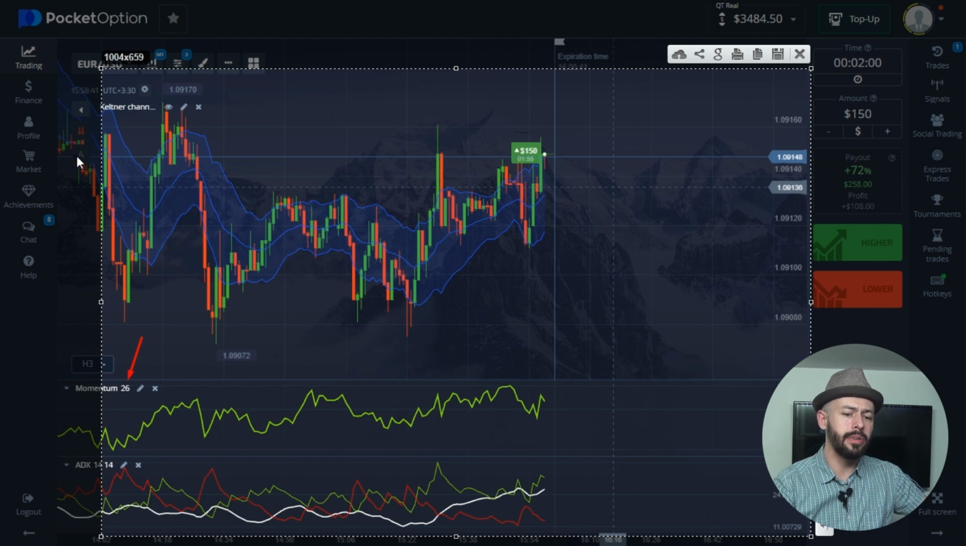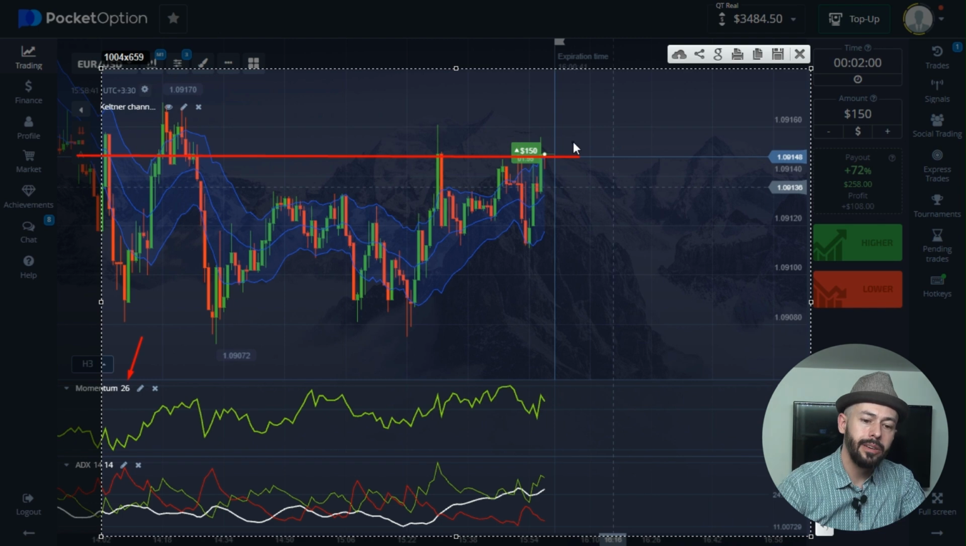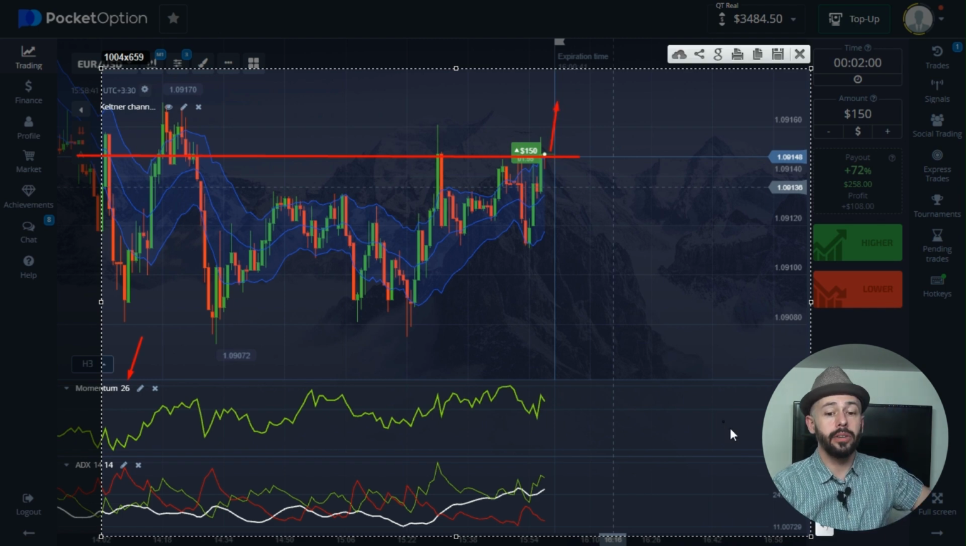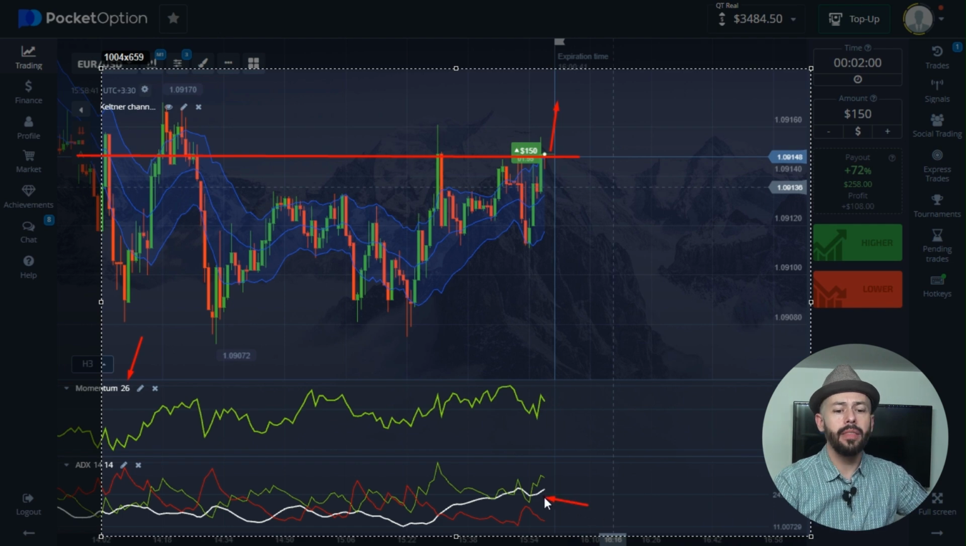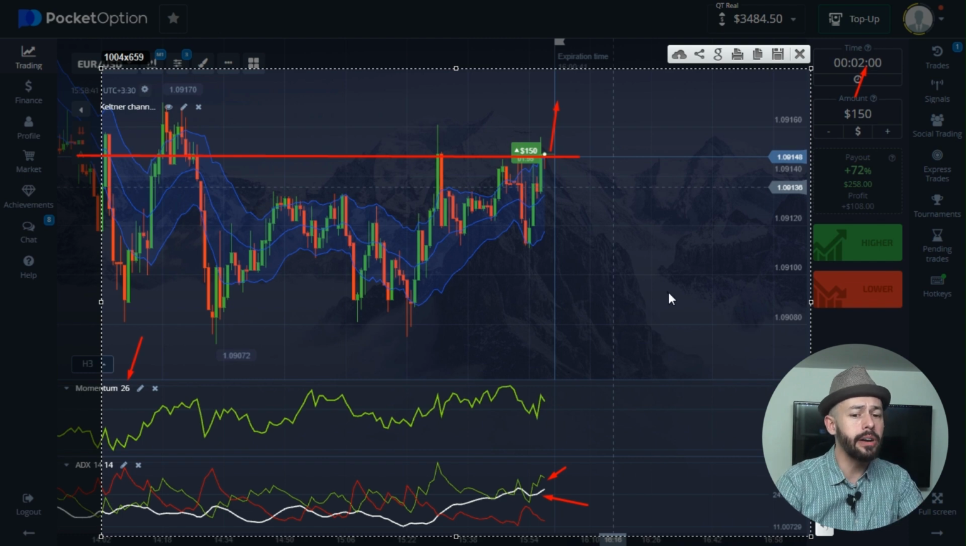I expect a breakthrough of the resistance level, which is right here, coinciding with the upper boundary of the Keltner channel. According to ADX, both the strength of the trend and the power of buyers are growing. These are the green and white lines of the indicator. As I mentioned, I increased the expiration time to 2 minutes. I'm not confident that 1 minute would be enough.